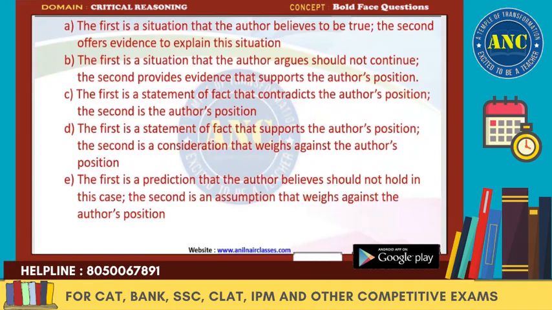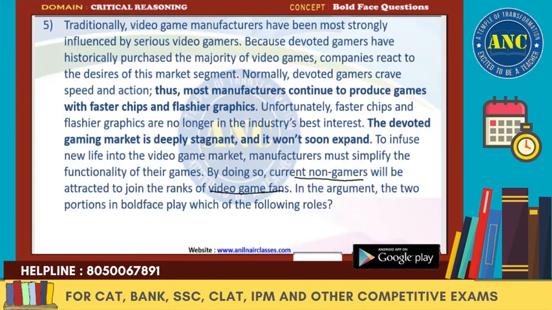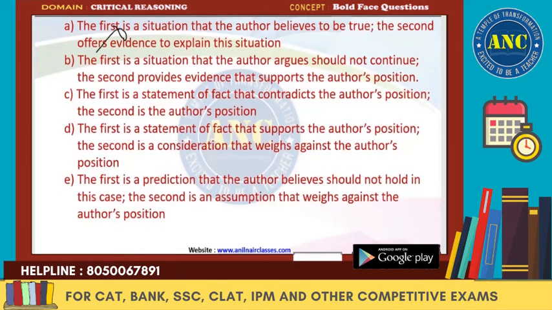The first one says, the first is a situation that the author believes to be true. The second offers evidence to explain this situation. Now, the first bold portion does relate a situation that the author believes to be true. However, the second boldface portion does not explain this situation. Instead, it offers evidence to demonstrate why this situation should not continue. Hence, the first one is incorrect.